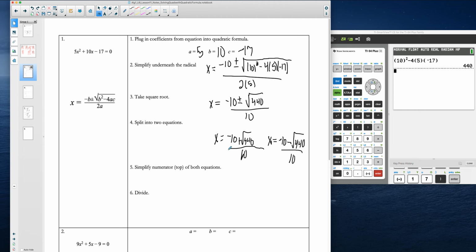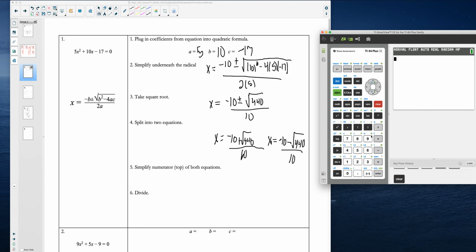This is why I wanted to split it up first, because now we can just put this into our calculator. So I'm going to do negative 10 plus, and remember the square root is this little blue guy right here, second square root, 440. Now I want to hit enter, and then divide by 10. This allows us to get a little bit more of an exact answer versus having to take the square root and then round to get our answer.